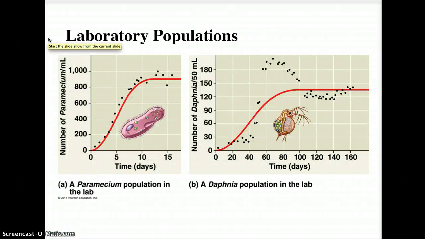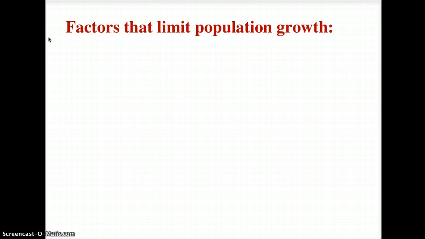Okay, so this is the population ecology video number 2. We're just going to finish up a couple of slides here. So we're going to look at factors that limit population growth. You are going to have two types, density dependent and density independent.